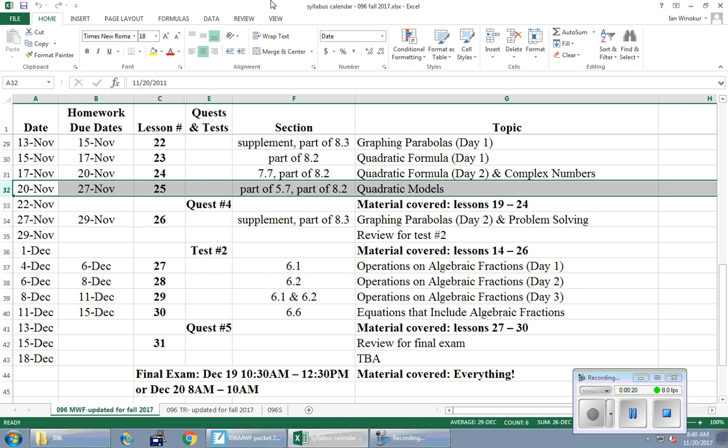Coming up on Wednesday is quest number 4. The material on the quest is lessons 19 through 24. Today is 25. Today is not on Wednesday's quest.